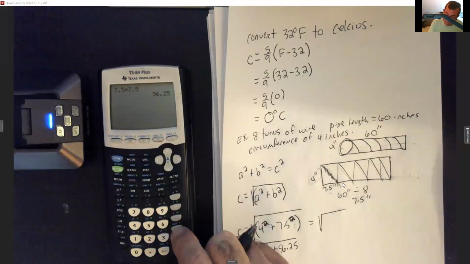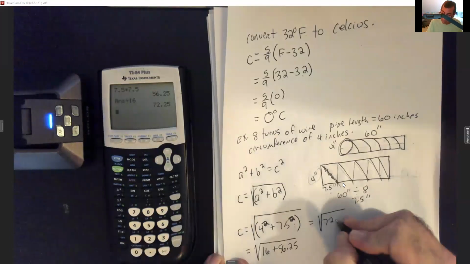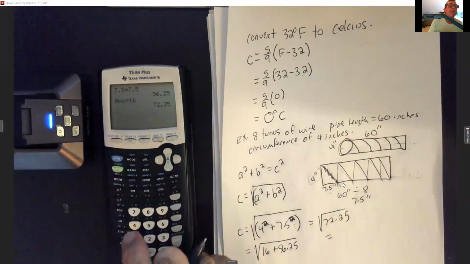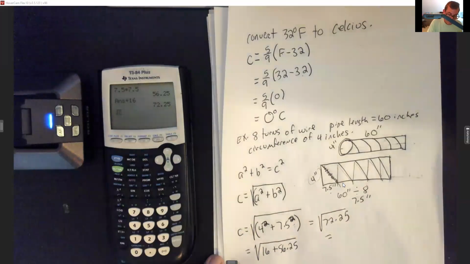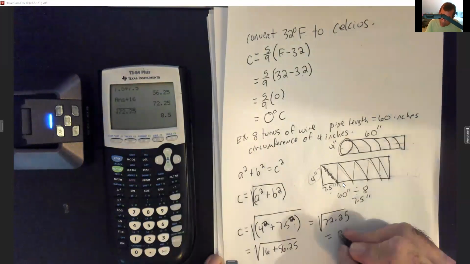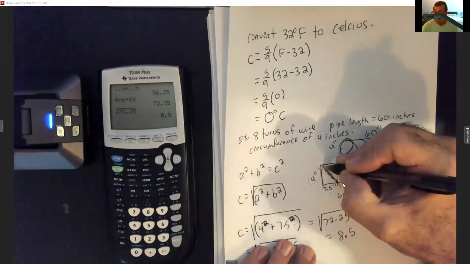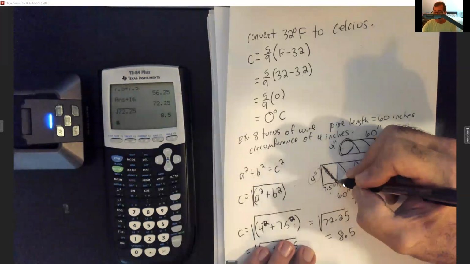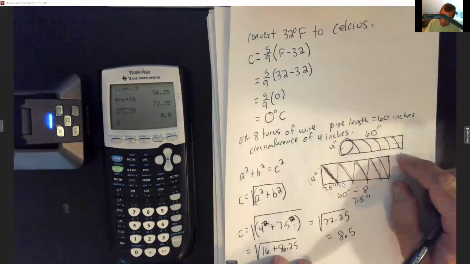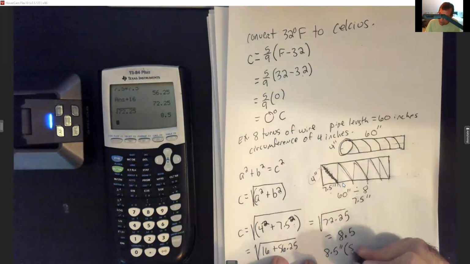So 56.25 plus 16 gives me 72.25. Then my final step, I would take the square root, second, x squared over here to get that radical. And then the square root of 72.25 equals 8.5. So remember, 8.5 is each of these sections of wire that I found. But I had 8 turns, so I got 8 of those. So for my total wire length, it'll be 8.5 inches times the 8 turns.